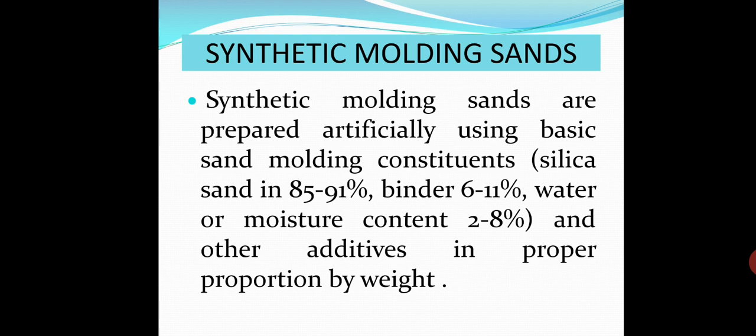Those are silica sand in 85 to 91%, binder 6 to 11%, and water or moisture content 2 to 8%, and other additives in proper proportion by weight. So, adding silica sand, binder and water, the synthetic molding sand is artificially prepared.